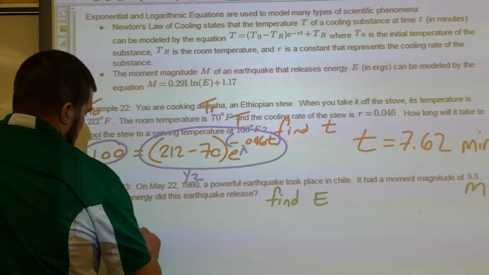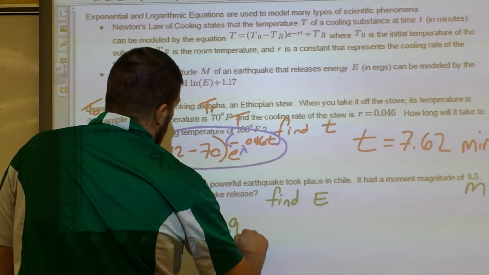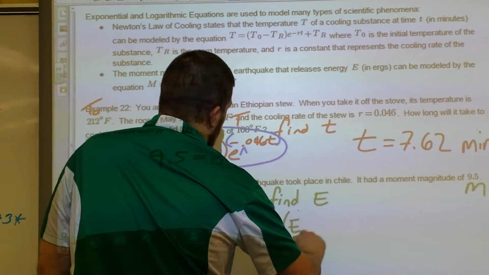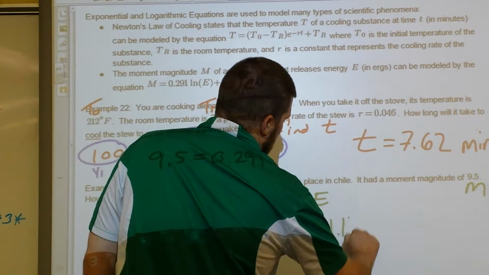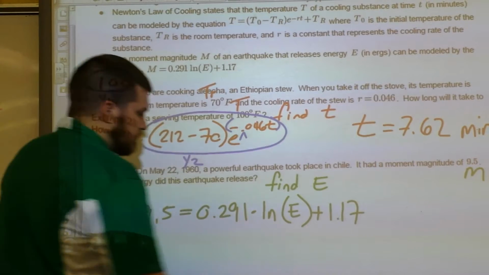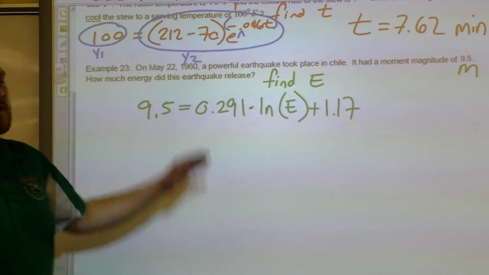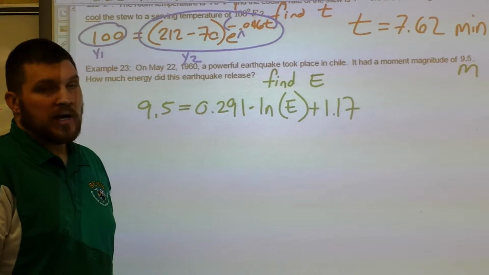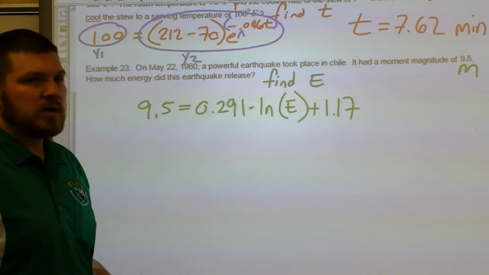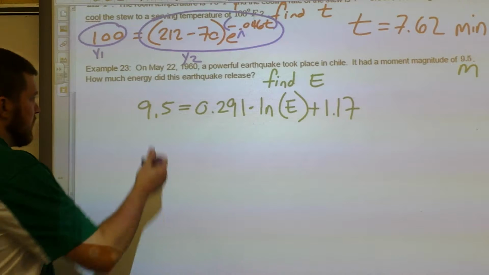So we have 9.5 equals 0.291 times the natural log of capital E plus 1.17. Like in the previous problem, it looks kind of complicated. This one actually can be done by hand pretty easily. However, we have the technology, and we haven't talked about graphing in a while, since the very beginning of the section, so let's practice graphing a little bit.